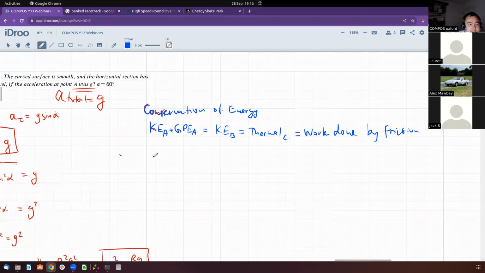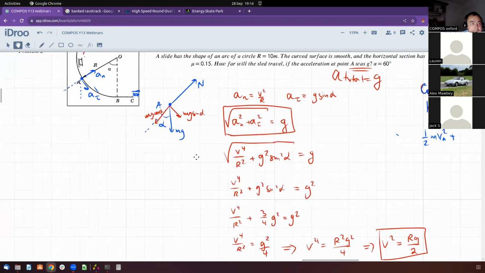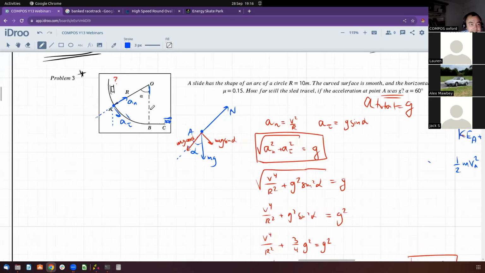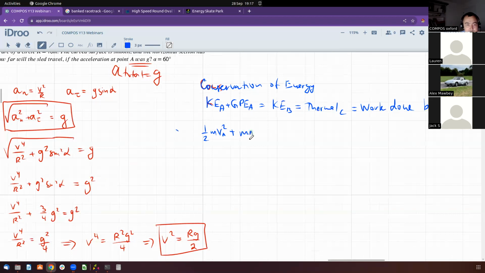In other words, we can say kinetic energy at A, so it's 1/2 m VA squared, plus gravitational potential energy at A. And we've already learned that the height is R minus R cos alpha, so plus mgR(1 minus cos alpha). And that's equal to the work done by friction. The work done by friction is the force of friction times the distance traveled.